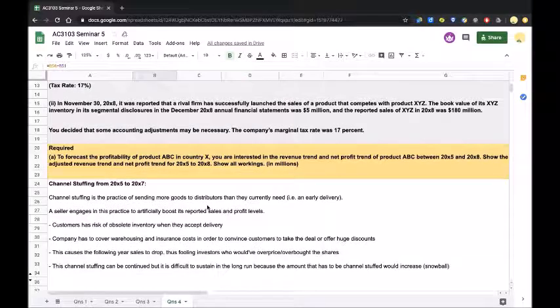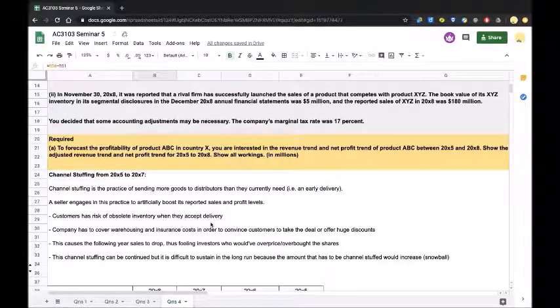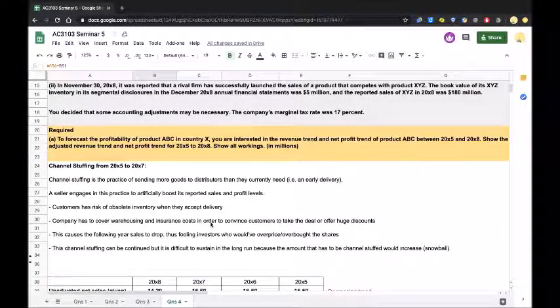Before that, just a little bit of detail on channel stuffing. Channel stuffing basically is the practice of a company sending more goods to distributors in a particular year, which is an early delivery of goods to the distributors. The implication for the company is that they can boost the reported sales and profit figures in that particular year, and the implication for distributors or customers is that they can take advantage of the deals or the huge discounts offered by the company.